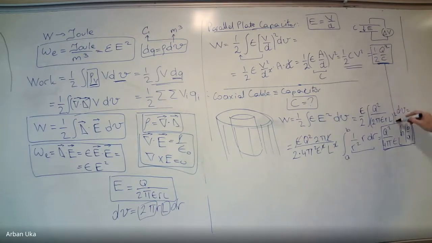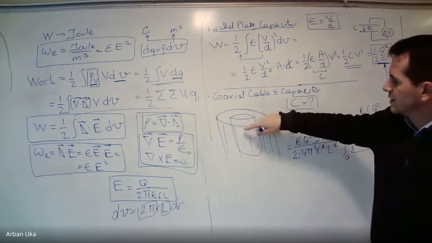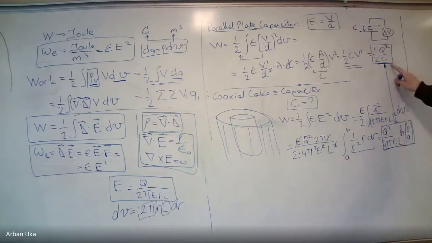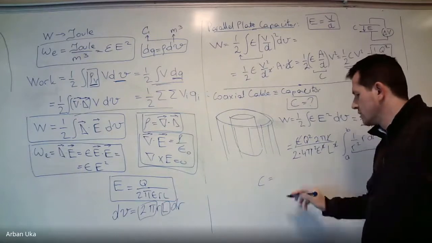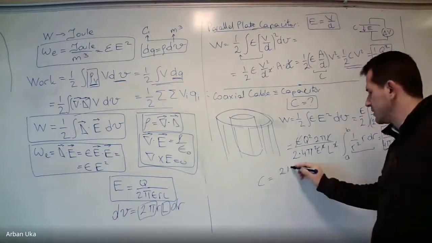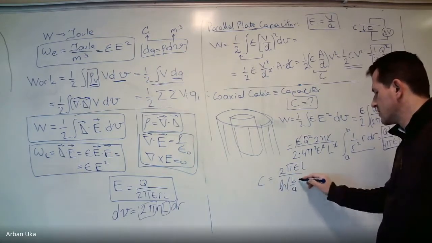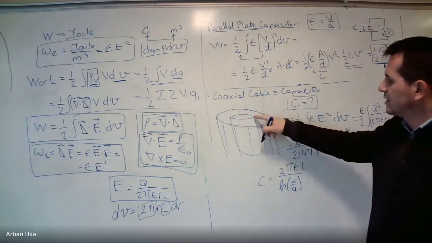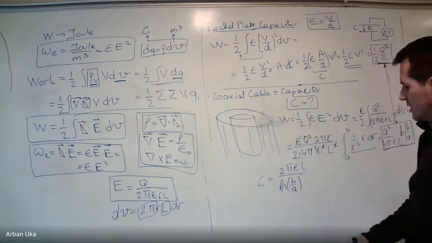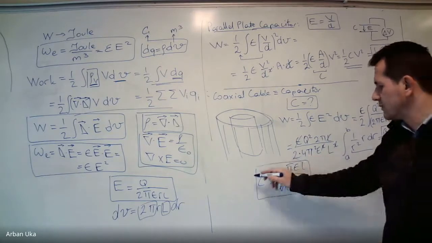We compare these two, and we can cancel out the Q squared and the 2. What we did here was calculate the energy in this system, and comparing with this term, we notice that the capacitance is written here. So we can conclude that C is equal to 2 pi permittivity times L divided by a geometric parameter, the natural logarithm of the ratio between the outer radius and the inner radius.